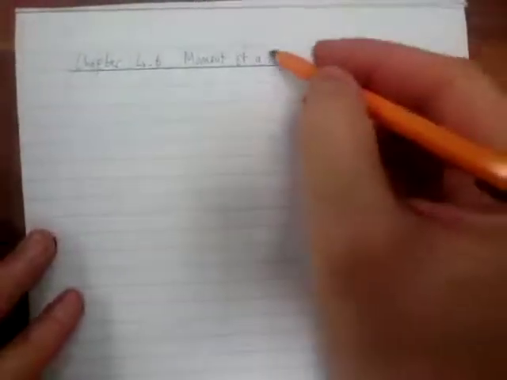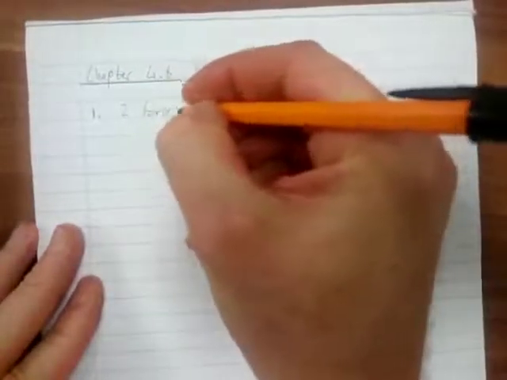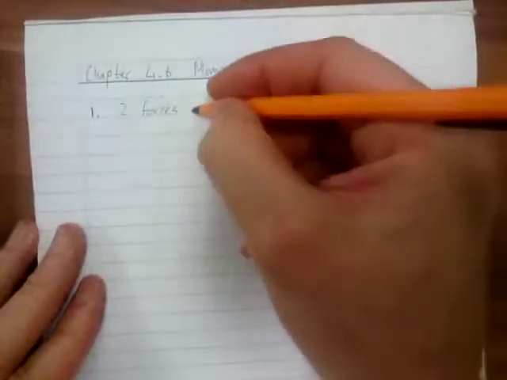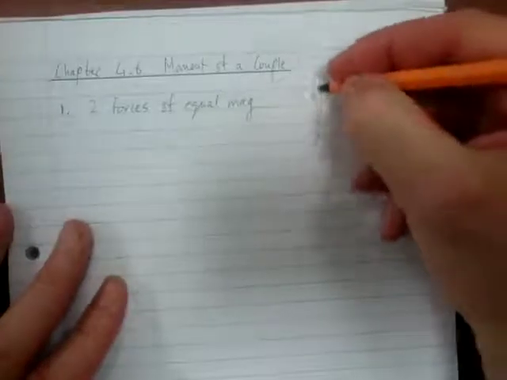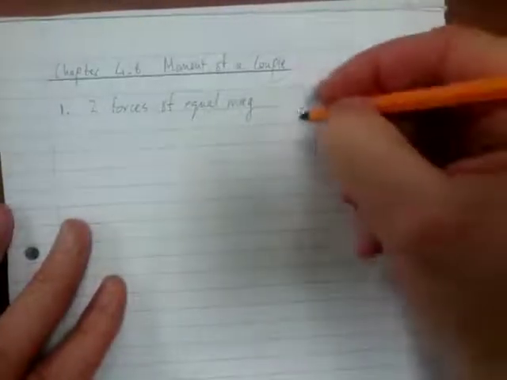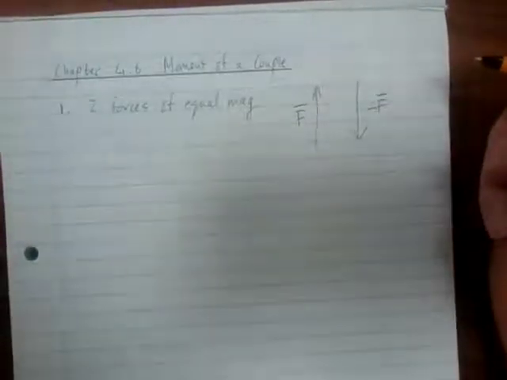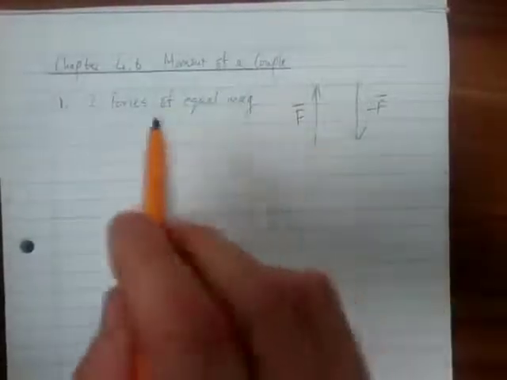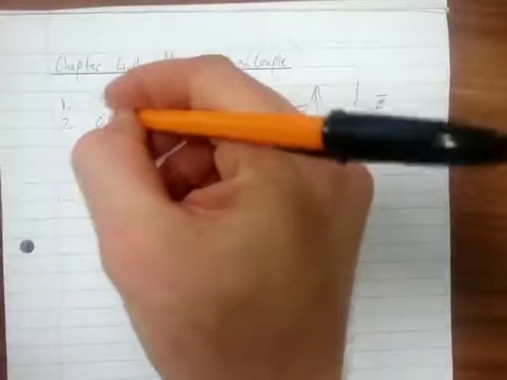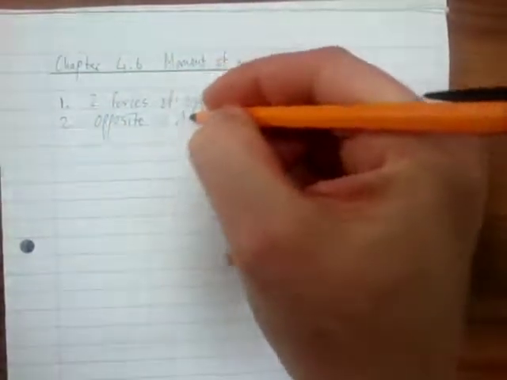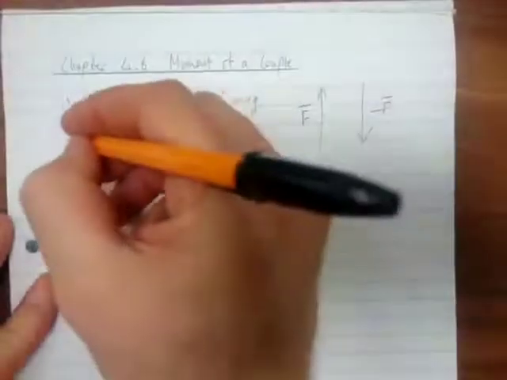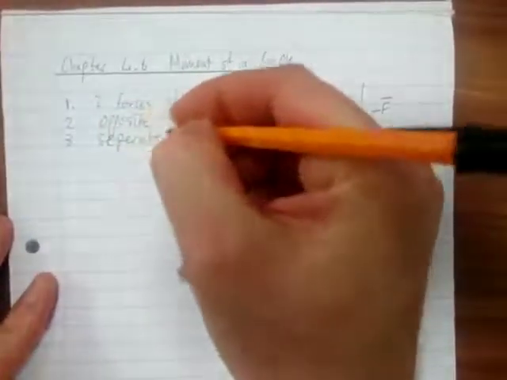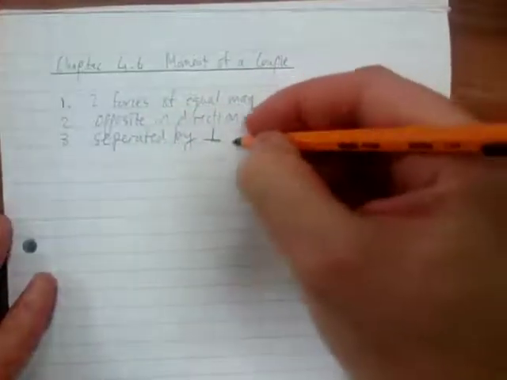Okay, first thing we need to look at is what is a couple. A few points, very important. A couple is essentially two forces of equal magnitude. That's very important. So let's even draw it here. The textbook goes minus F and F. So it's two forces equal in magnitude, opposite in direction, and separated by perpendicular distance d. Okay?